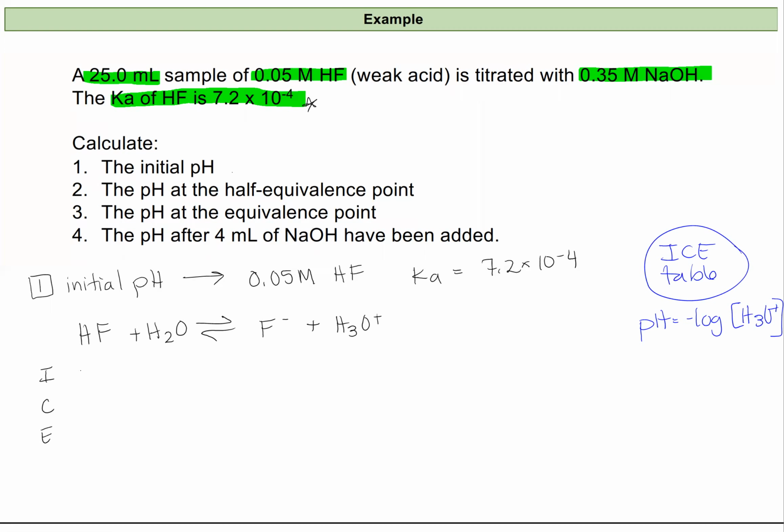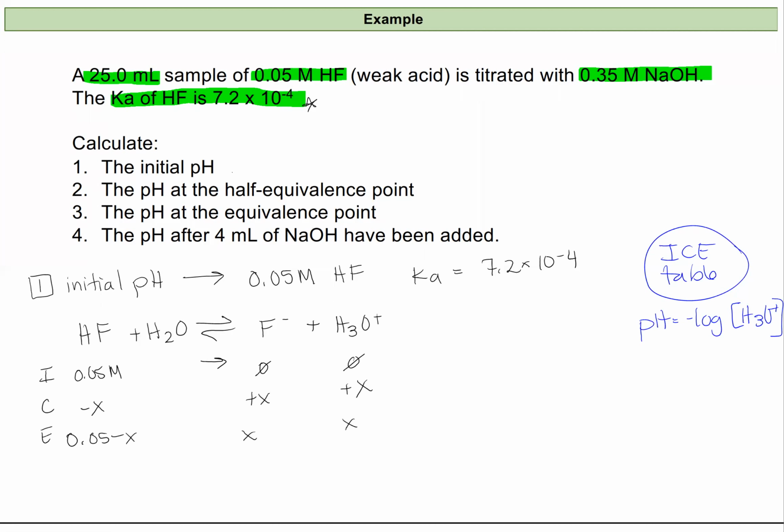We know that initially we have 0.05 molar hydrofluoric acid, and we don't have any fluoride or hydronium ion to begin with. So our reaction is going to proceed towards products to reach equilibrium. So we'll subtract X from our reactants and add X to our products. It's 1 to 1 to 1, so we don't need to worry about it being 2X or 3X or anything like that. Our equilibrium concentrations will be 0.05 minus X, X, and X.